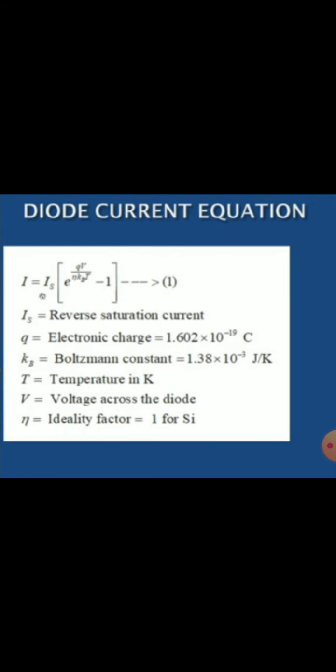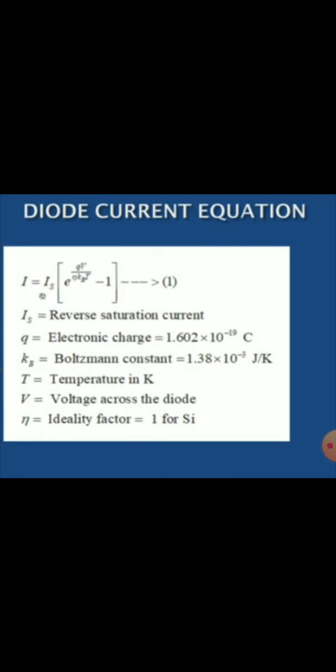In the PN junction diode, we have already studied the diode current equation. The diode current equation is I is equal to Is into e power qV by nkT minus 1. This is the equation of diode current. Here Is refers to the reverse saturation current.